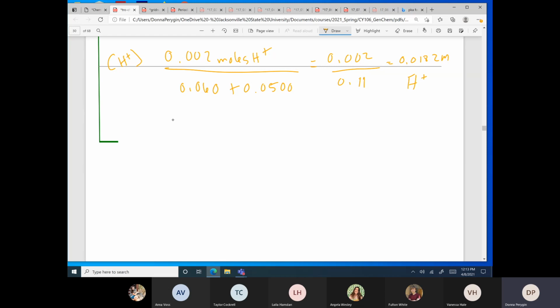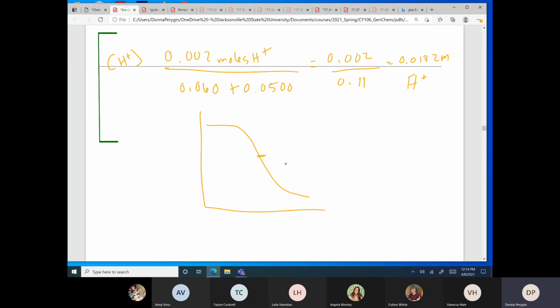Now I can calculate the pH because this is my H plus concentration. I started out at a high pH, and I've already gone through the equivalence point, and now I'm down here in the acid region, in the H plus region, because now I have more acid than I had base. So I started out with base, and now I actually have an excess of acid.